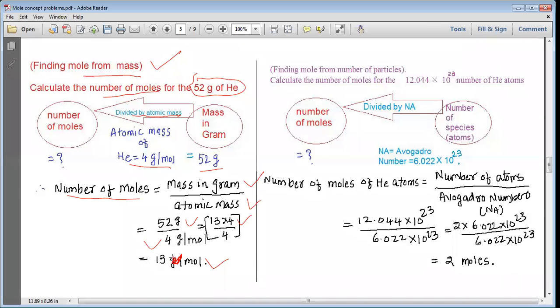It is 13, not gram per mole, my dear students, but it is 13 mole. That is what we can say, that 52 gram of helium is 13 mole. And this is how, my dear students, we get 13 mole as an answer.